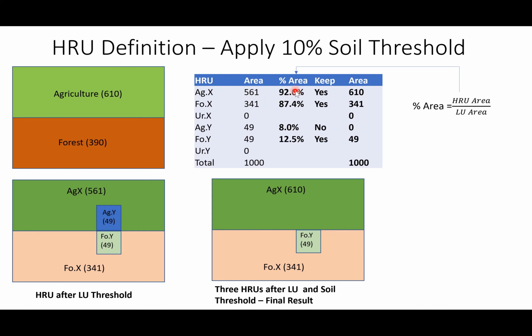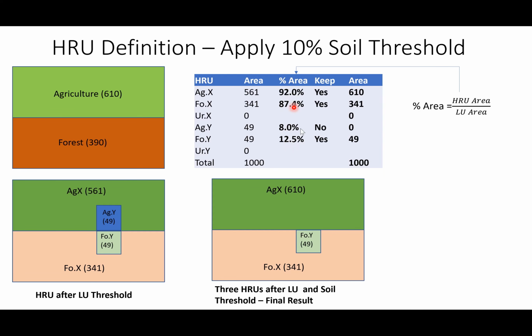So the percentage of area that you see here, 92%, is calculated as 561 divided by 610. This will give you 92. 341 divided by 390 will give you 87.4. Now 49 divided by 610 will give you 8%, and 49 divided by 390 will give you 12.5%.